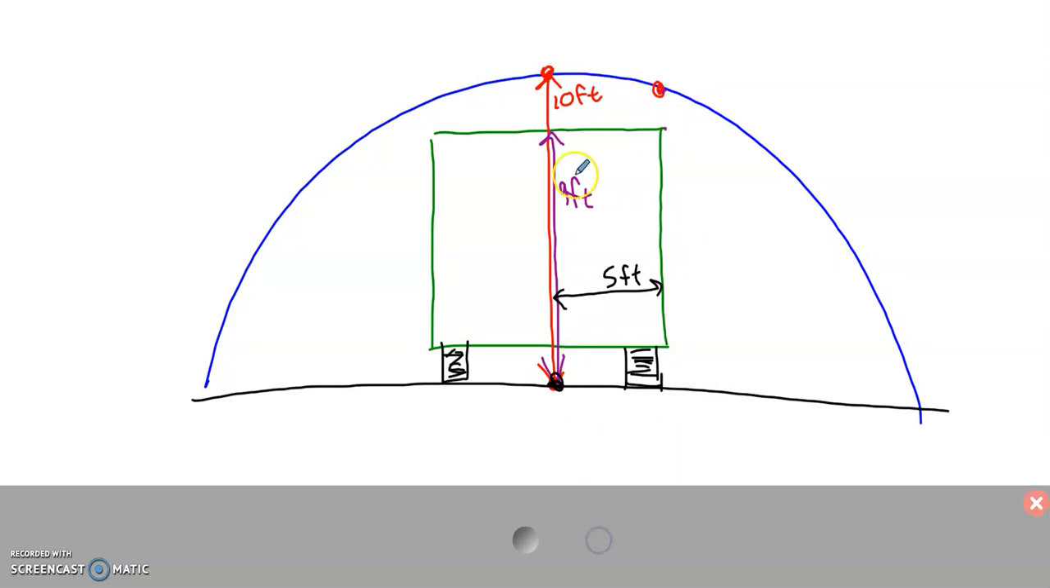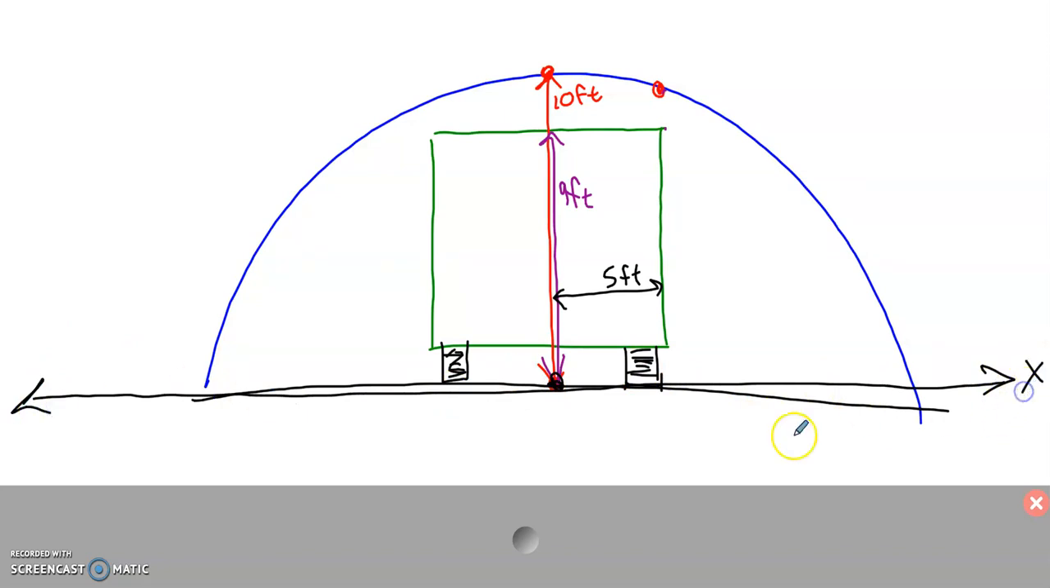So to use what we know about ellipses to answer this, I'm going to pretend that I'm going to basically put this ellipse on a graph. I'm going to call the road the x-axis. And then this line right here, the center of this ellipse, is going to be on the y-axis, like so. And now basically, I know that this point right here would have coordinates of 5, 9.